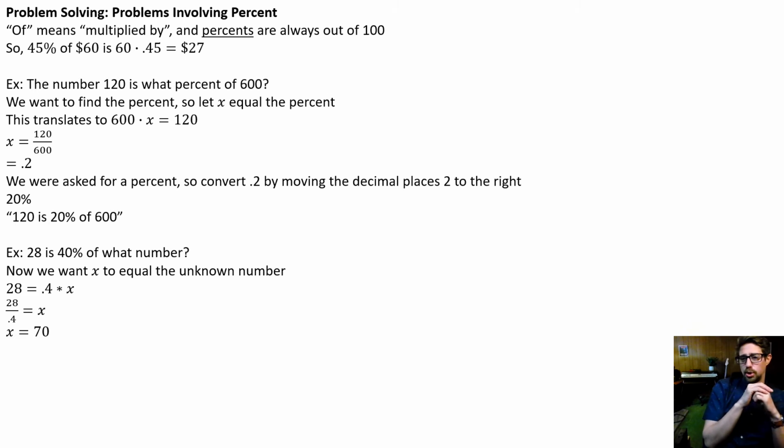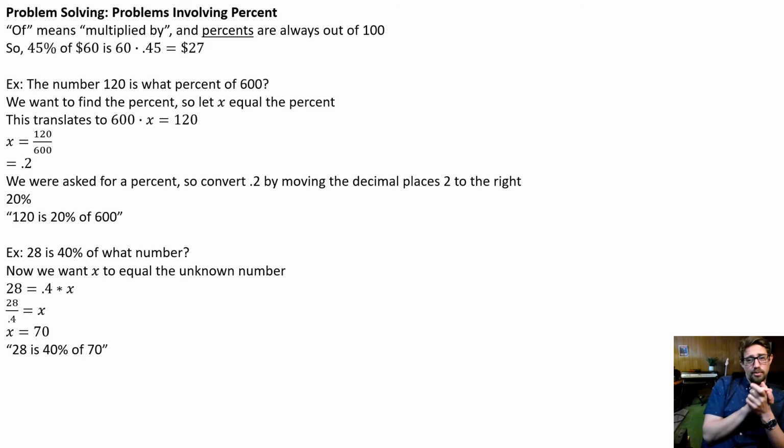And it works. So the number is 70. So what I'm telling you is that 28 is 40% of 70. Right, so just to summarize it there, and that makes it easy to check. Just do 40% of 70 and verify that, yes, it is 28. So you have to be careful.